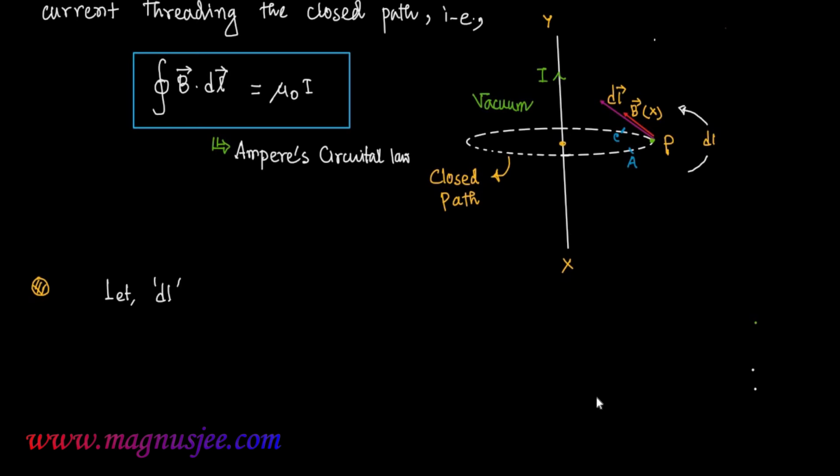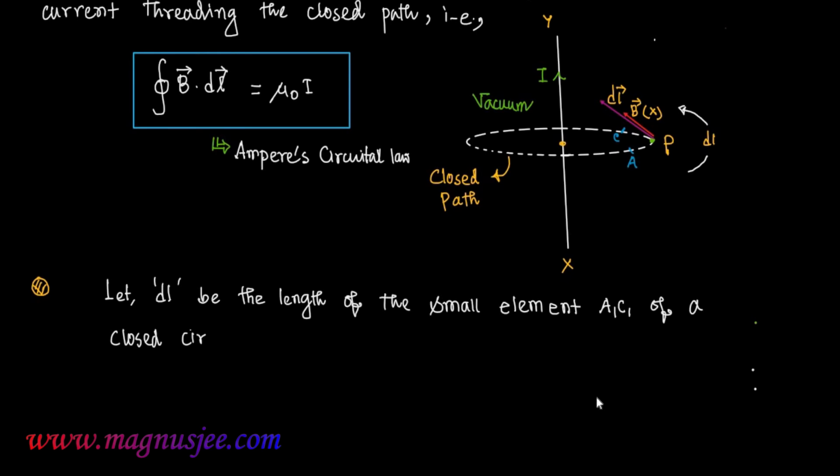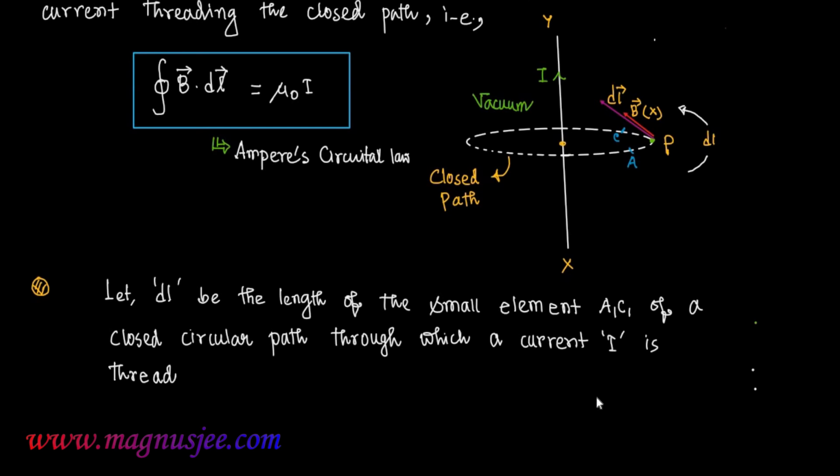And here, let dl be the length of the small element AC of a closed circular path. It should be AC, not A1C1. dl is the length of the small element AC of a closed circular path through which a current I is threading at right angle, or perpendicularly.